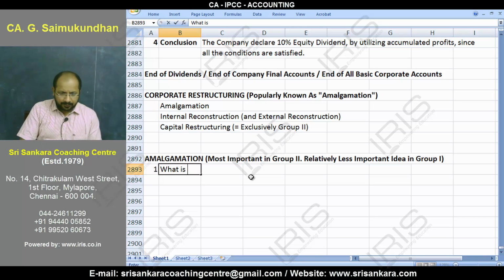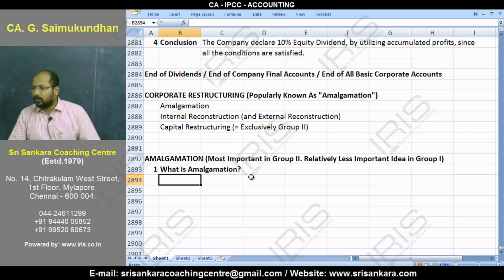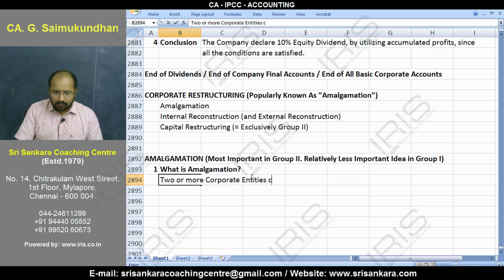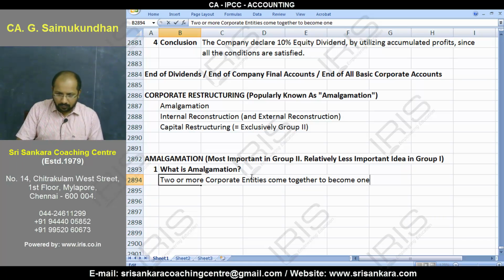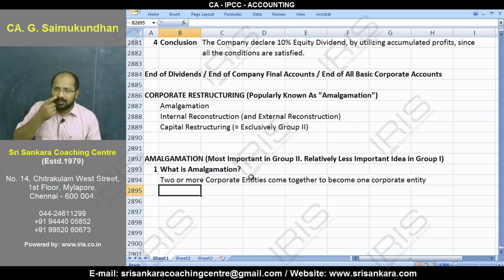What is amalgamation? What exactly is amalgamation all about? Corporate entities? That is what it is. Two or more entities will become one. That is what we call an amalgamation.